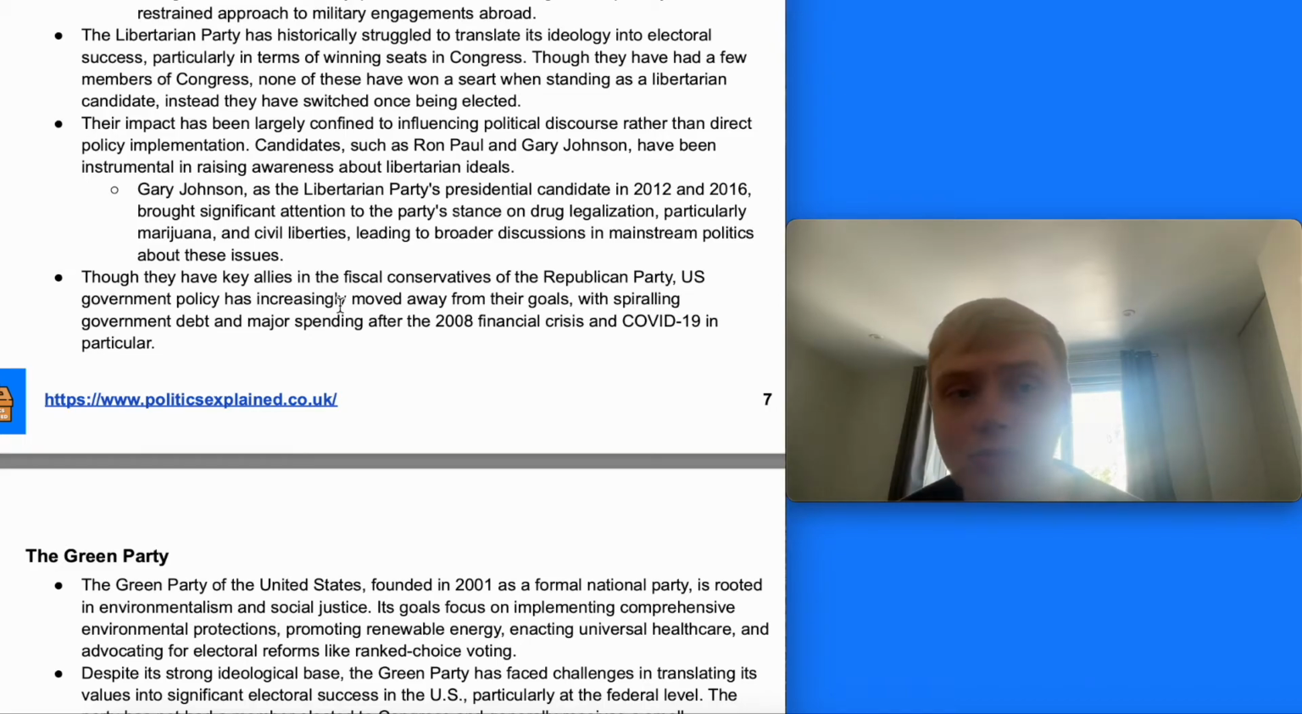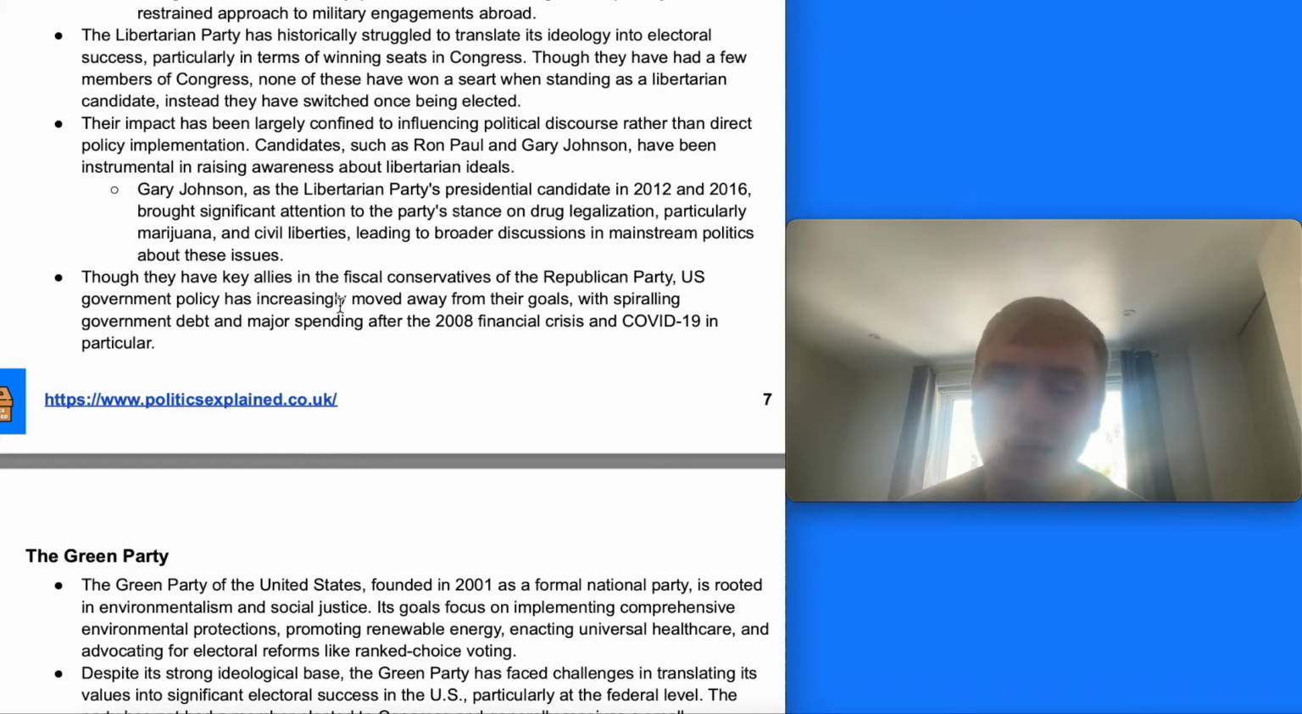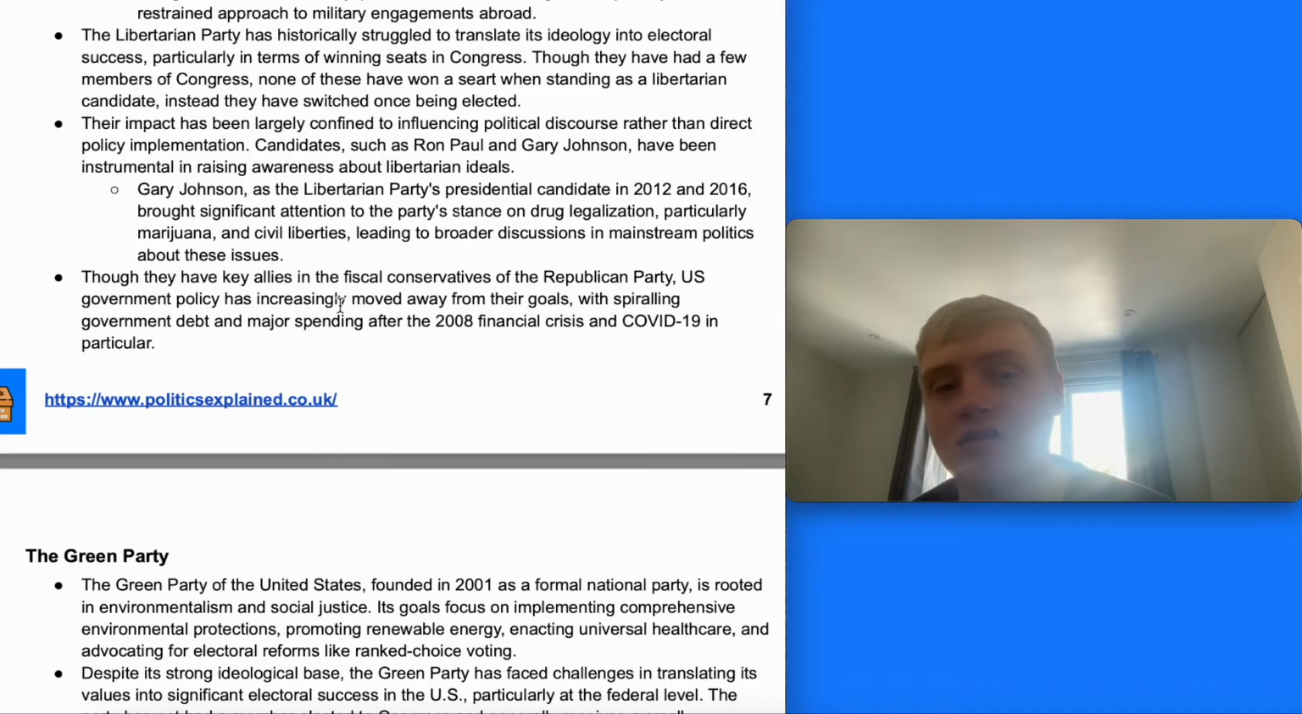Though they've had a few members of Congress, none of these have won a seat when standing as a Libertarian candidate. Instead, they've switched from the Republican Party once being elected. The impact has largely been confined to influencing political discourse rather than direct policy implementation, and candidates such as Ron Paul and Gary Johnson have been instrumental in raising awareness about libertarian ideals. So Gary Johnson, as the Libertarian Party's candidate in 2012 and 2016, brought attention to the party's stance on drug legalization and civil liberties, leading to discussions in mainstream politics about the issues.